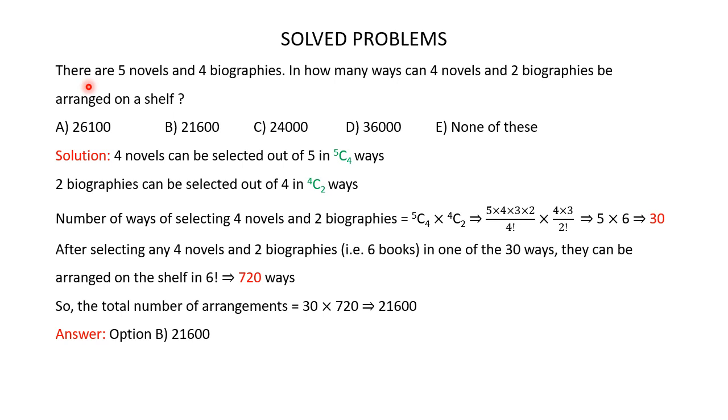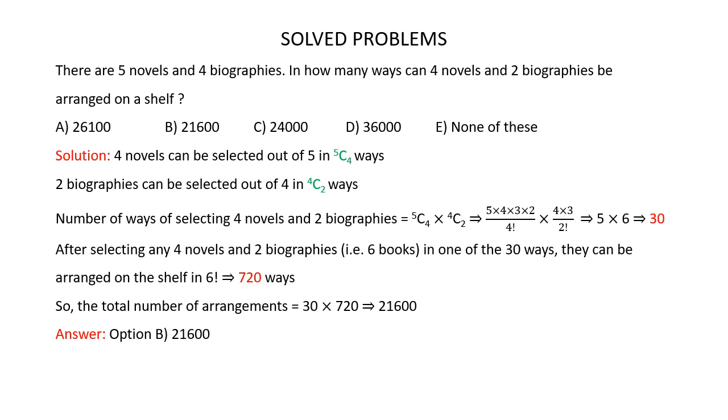There are 5 novels and 4 biographies. In how many ways can 4 novels and 2 biographies be arranged on a shelf? Here you are given 5 options and you have to find out which of these options is the correct one.